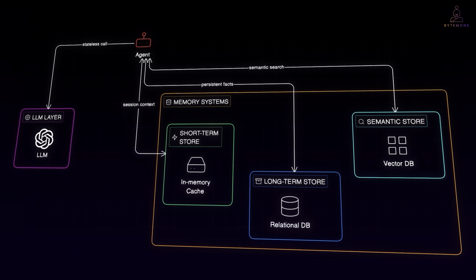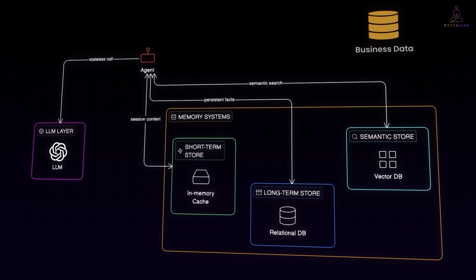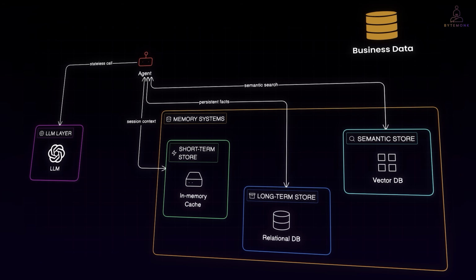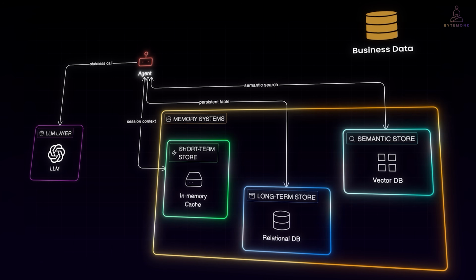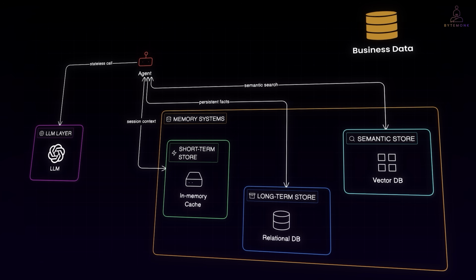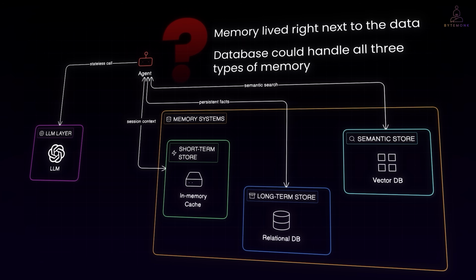And to see it, we need to think about where your actual data lives. Here is the real problem. Your business data, the stuff your agent is actually supposed to reason about, already lives in a database. But your agent's memory lives in 3 completely separate systems. So every time your agent tries to do something meaningful, it's doing a round trip across your business data and across 3 different memory stores. That's a lot of moving parts for something that should be simple. What if memory lived right next to the data? What if your database could handle all 3 types of memory at once?